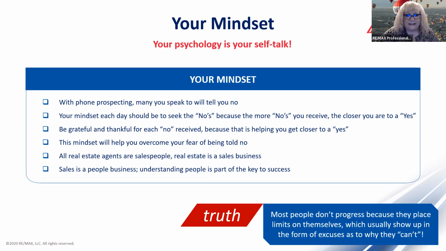All real estate agents are salespeople, and real estate is a sales business. Sales is a people business, and understanding the people is part of the key to success. And so when we say people business, it's a relationship business, right? We're in the business of making relationships that lead to us helping people be homeowners, right? And so if I join a group, I'm not going to join that group to go sell real estate. I'm joining that group to make relationships. And then if I can do that, that puts everybody's guard down, because I'm not going in and selling, right? I'm going in because I care about you and I want to build a relationship. Okay.